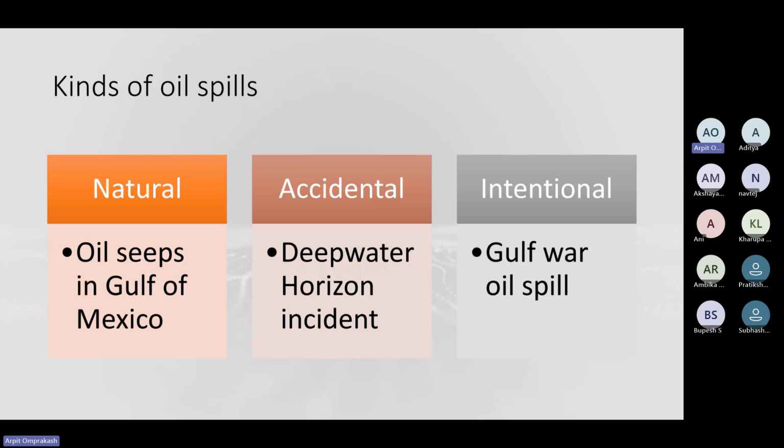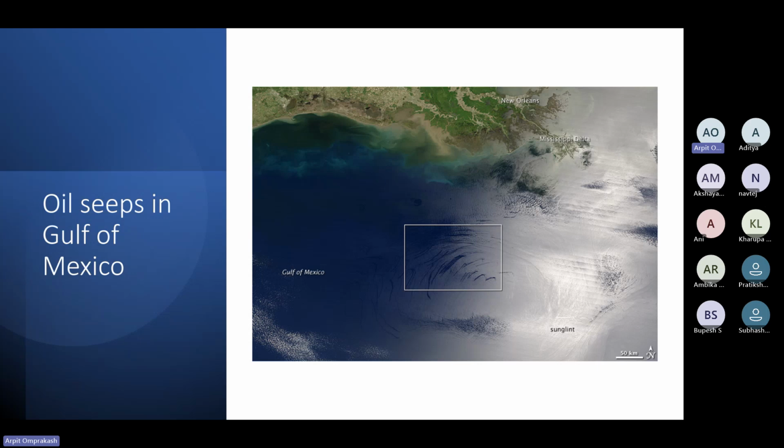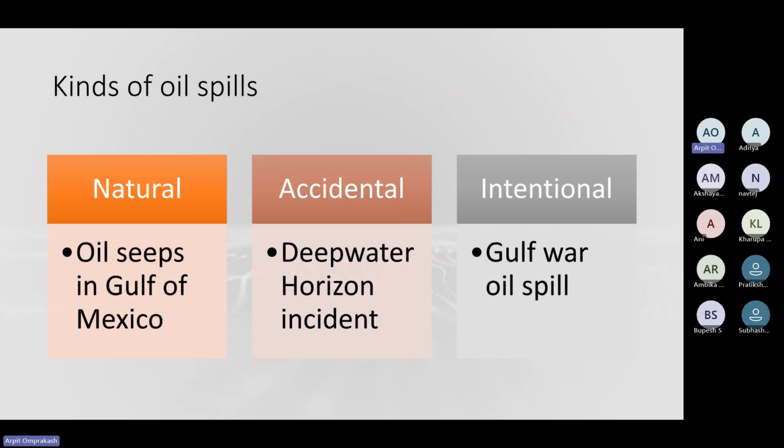So the first is a natural oil spill, which is basically seepage of oil from below the surface of the earth. So, for example, here in the Gulf of Mexico, sometimes we see these streaks of oil that are present on the surface of the water. So that basically comes from the bottom of the land. There's some oil that is naturally leaking from oil reserves on the land. Okay.